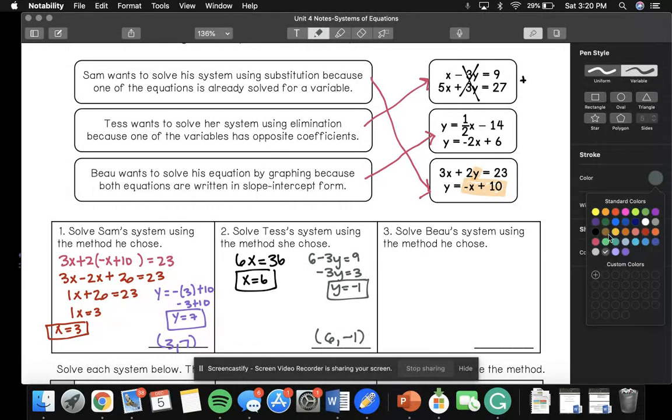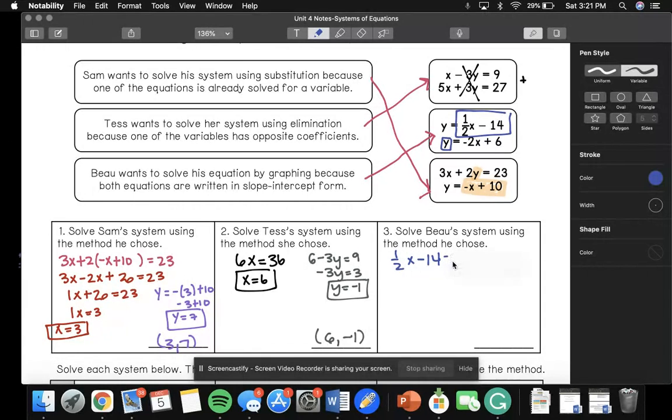All right, then the last one says to do it by graphing. And so we could graph these. I have no doubt that you guys could graph those. I'm actually going to use the substitution method because I love the substitution method, especially instead of graphing. So I'm going to put this equation over here with the y. So I'm going to have 1/2 of an x minus 14. That's the first equation, and that's going to equal the second equation because they both equal y. So if they both equal y, I can set them equal to each other.